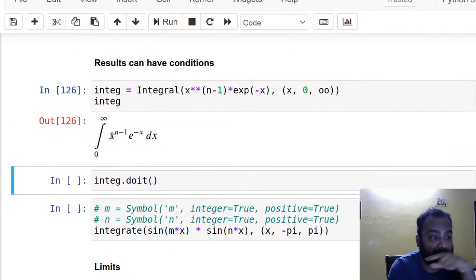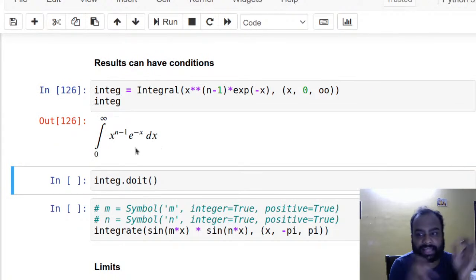And again, results can have certain conditions. Just to show you, this is an integral. Some of you might recall that this is the definition of the gamma function. This is gamma n, right? But this definition of the gamma function works as long as n is greater than or equal to 1, right?